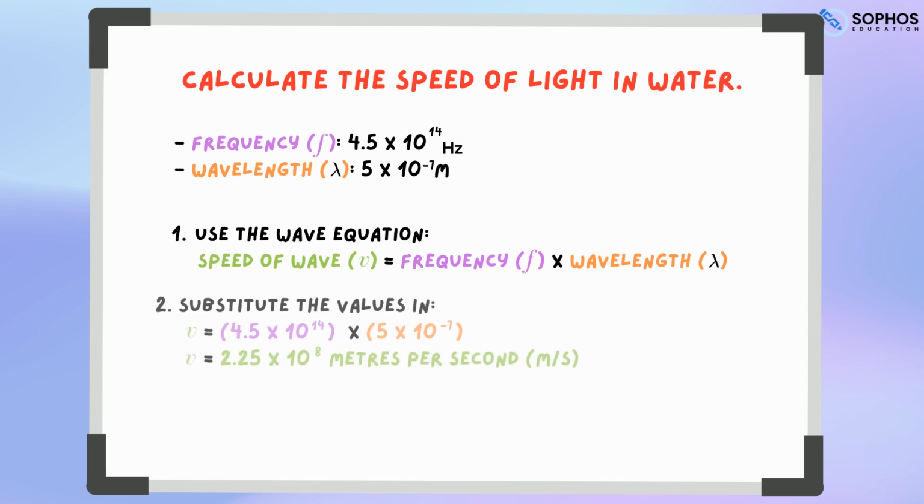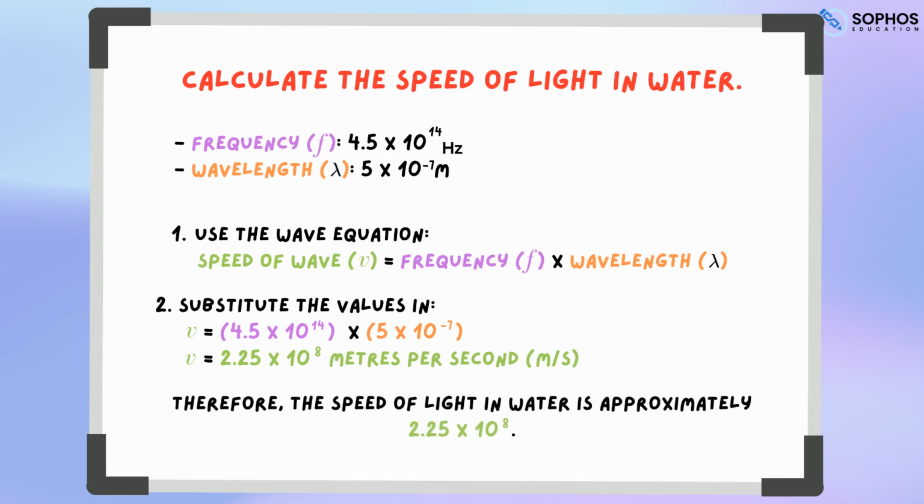First, we substitute the given values, so that speed of the wave equals 4.5 times 10 to the power of 14 hertz multiplied by 5 times 10 to the power of minus 7 meters. All that's left to do now is perform the multiplication, which gives us a total of 2.25 times 10 to the power of 8 meters per second. Therefore, the speed of light in water is approximately 2.25 times 10 to the power of 8 meters per second.